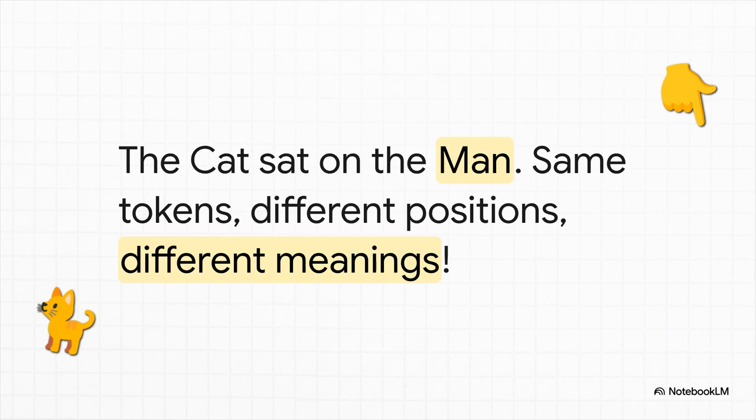For example, think about this sentence. The cat sat on the man. The words are pretty simple, right? Cat, sat, man. The model knows what those words are through its embedding.